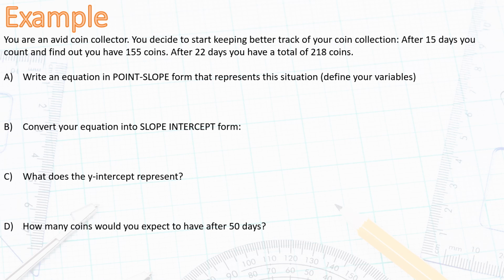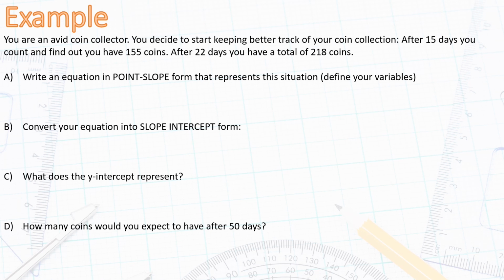You're an avid coin collector. You want to start keeping better track of your coin collection. After 15 days, you count and you have 155 coins. After 22 days, you have a total of 218 coins. If this ever ends up being you in real life, you need to check yourself a little bit that you're suddenly acquiring all of these coins as a collector and you have no idea how many it's going on. But let's definitely dive into this problem as if it were a problem.